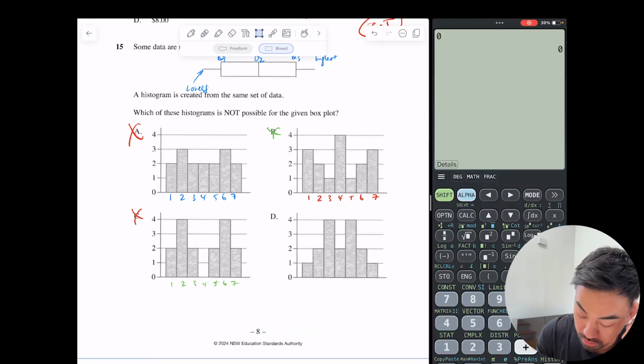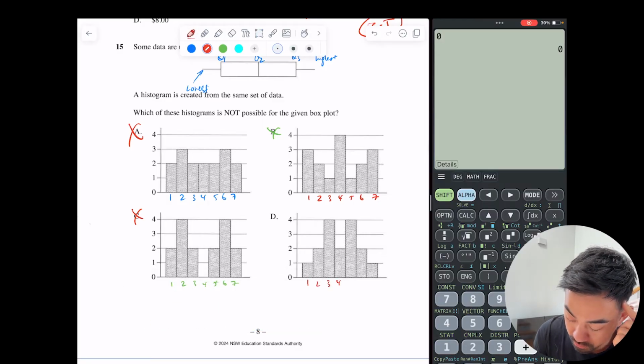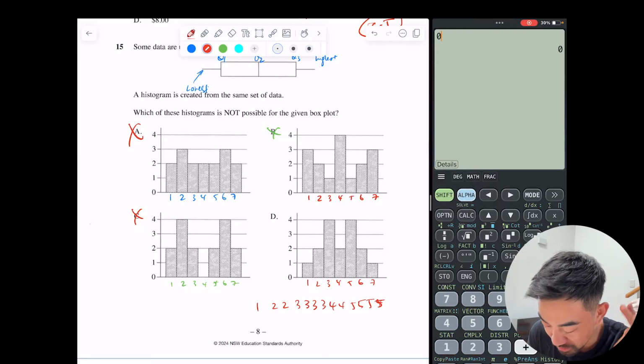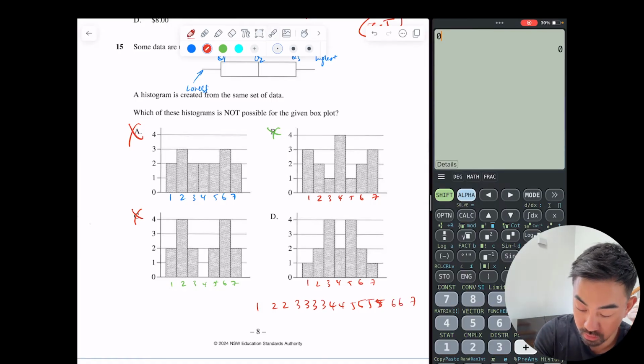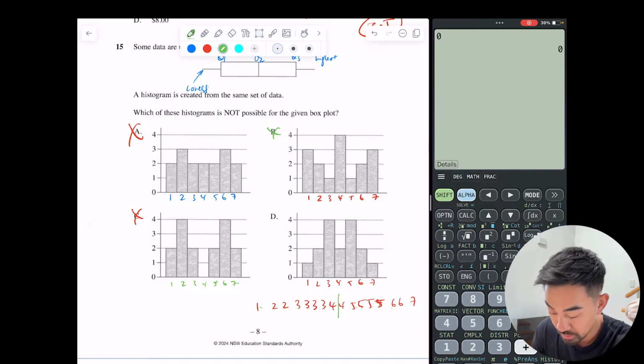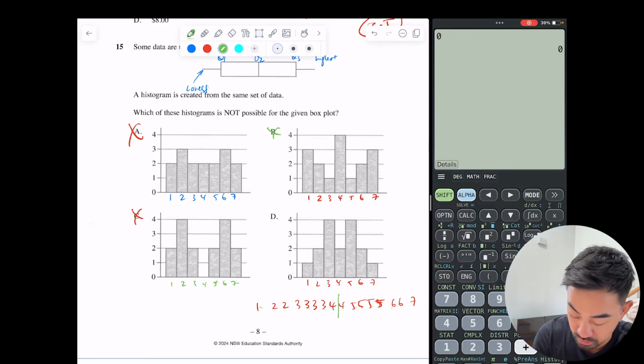All right, so 1, 2, 3, 4, 5, 6, 7. So 1 1, 2 2s, 4 3s, 2 4s, 4 5s, 2 6s, and 1 7. So where is the median? 1 2 3 4 5 6 7 8. So here. 1 2 3 4 5 6 7 8. Okay, so what's this? 1 2 3 4.